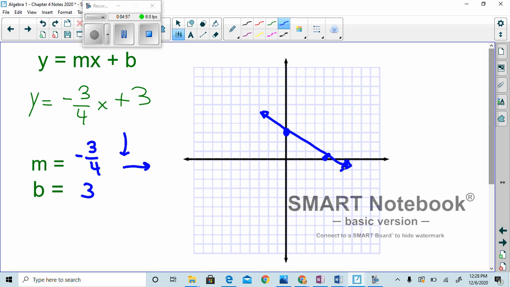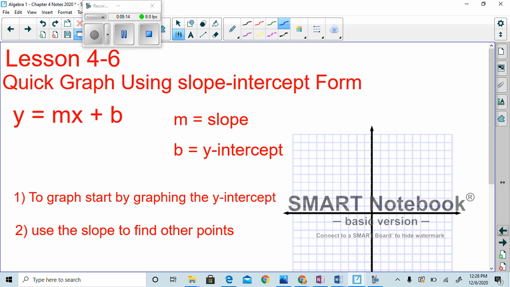And there's my graph. Notice that this is going downhill, which is negative, and 3/4 is a negative 3/4. So the two match. So always be sure that you do check that. So what did I do?